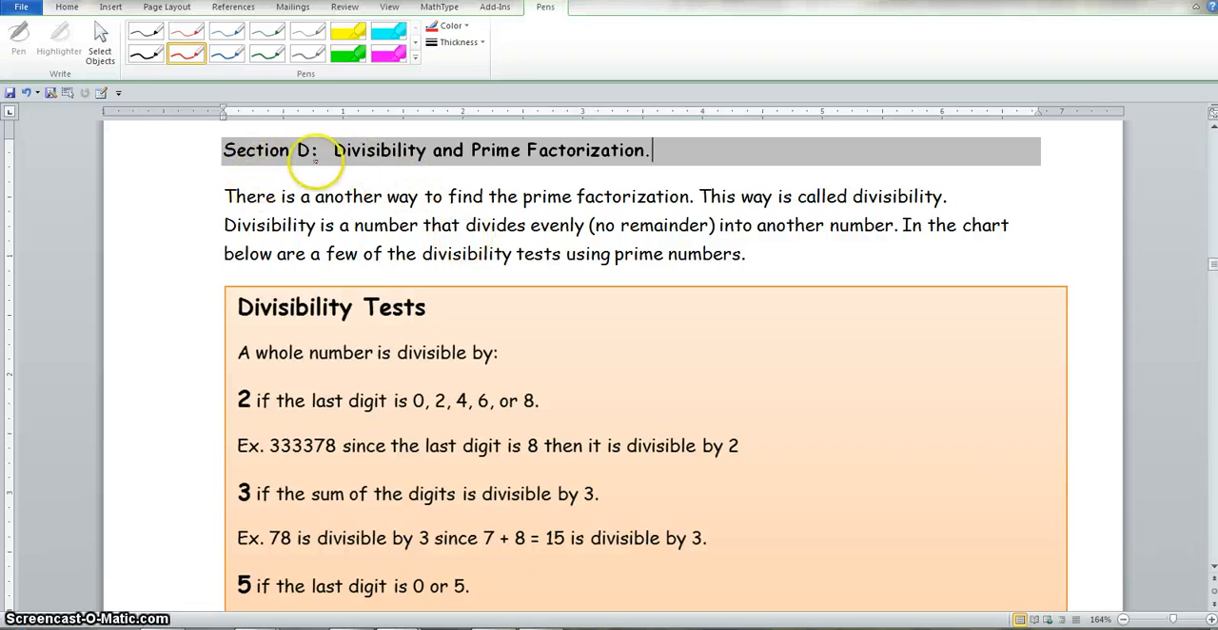Now, class, we're about to do section 4.2, section D, divisibility and prime factorization. There's another way to find the prime factorization. This way is called divisibility. Divisibility is a number that divides evenly, no remainder, into another number. In the chart below are a few of the divisibility tests using prime numbers.